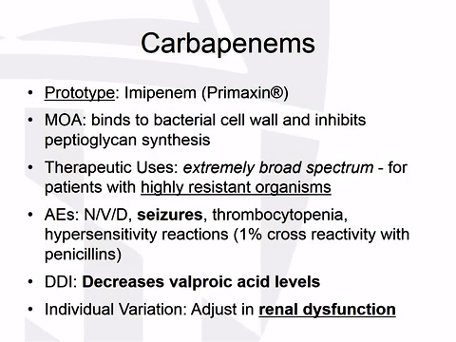All right, let's move on to the last beta-lactam that we're going to talk about, and that is the carbapenems. Our prototype carbapenem is imipenem, and the brand name is Primaxin. This drug also binds to the bacterial cell wall and inhibits peptidoglycan synthesis, which really just means that it causes cell wall lysis. Therapeutic uses, these drugs are extremely broad spectrum.